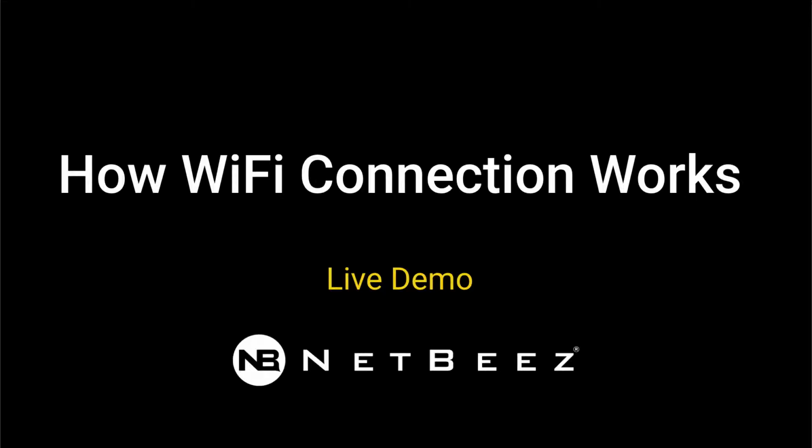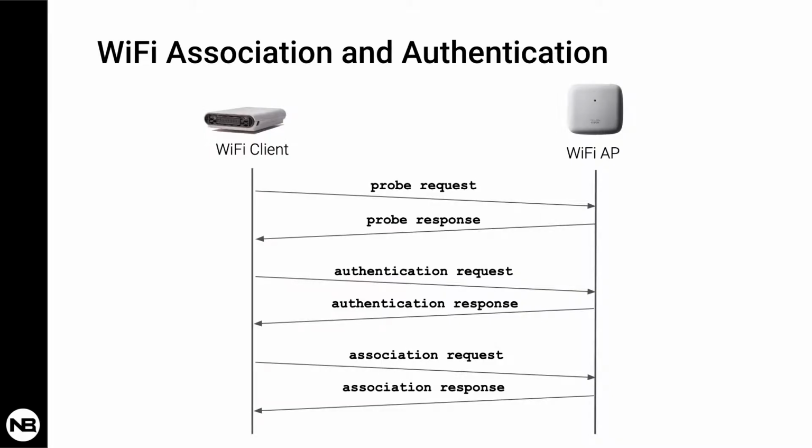Today we're talking about how a Wi-Fi connection works. This is very important to troubleshoot connectivity issues of a Wi-Fi client. When talking about Wi-Fi connection, the first step is the client association and authentication to the access point and to the network itself.